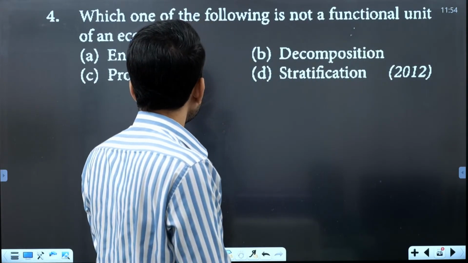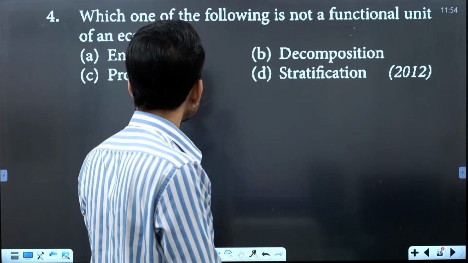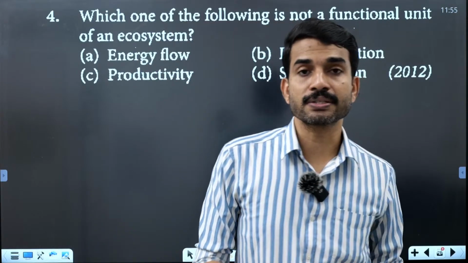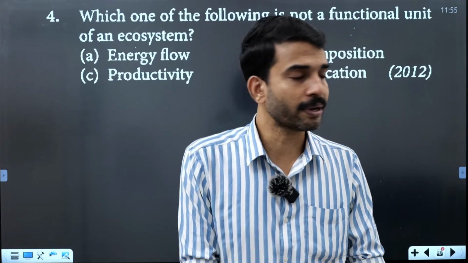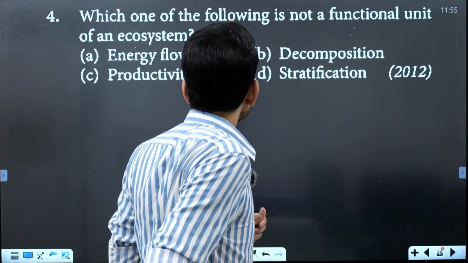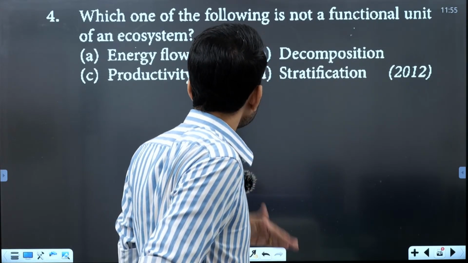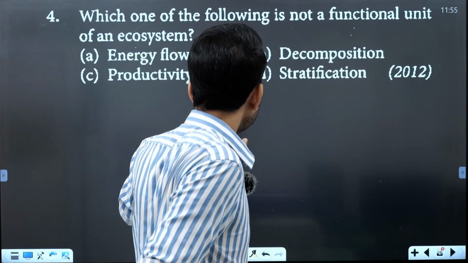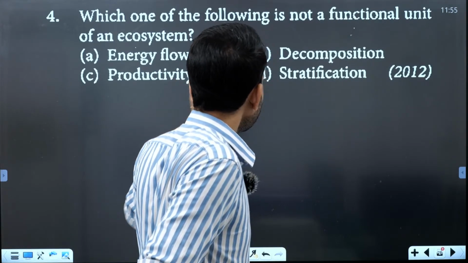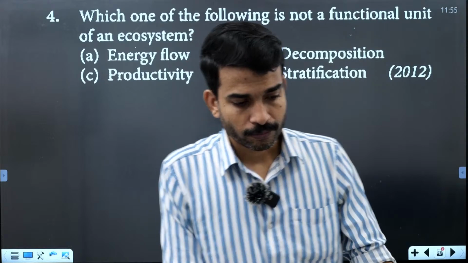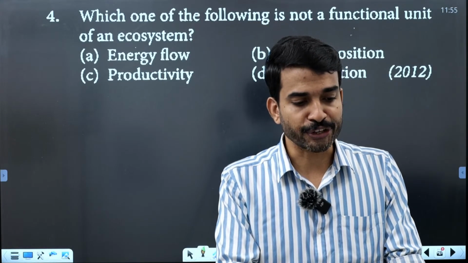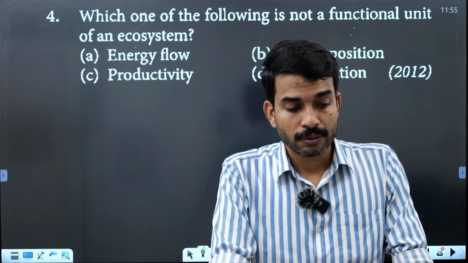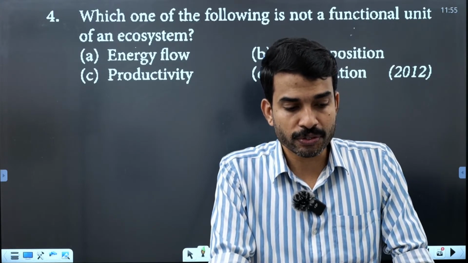Next one. Which one of the following is not a functional unit of an ecosystem? So structural as well as functional units separately we studied, right? That you remember. Option A, energy flow, B, decomposition, C, productivity, and D, stratification. Structural and functional units you studied separately. There are 4 functional components you studied.